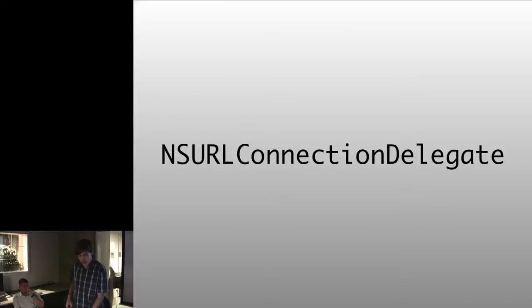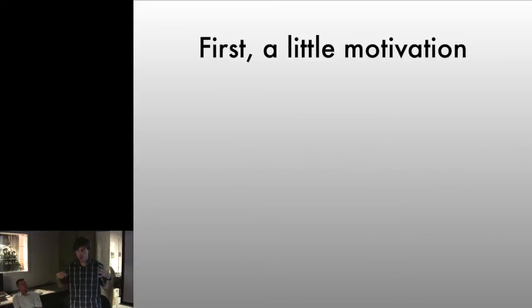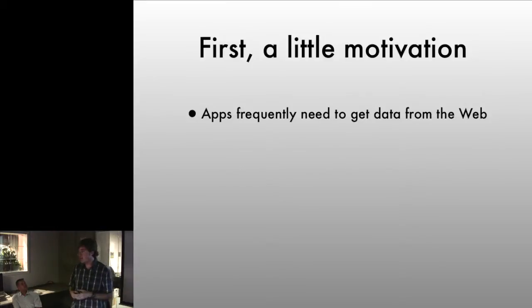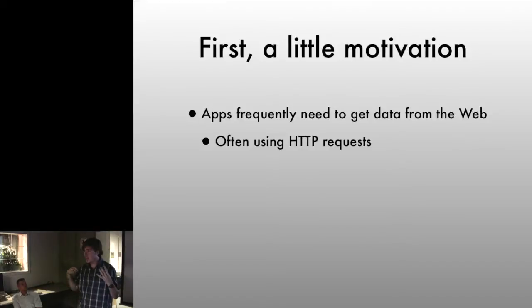Okay, so another delegate protocol that actually gets used rather a lot is NSURLConnectionDelegate. To explain why we use this, I'm going to try to motivate it. Applications pretty frequently need to get some sort of data from the web. This is often done using HTTP requests. So these examples are grabbing things from some web service, like grabbing tweets from Twitter or anything like that. There's some HTTP request you make, and you get back some, say, JSON object or XML object that you need to interpret, and then that's how you get your data.